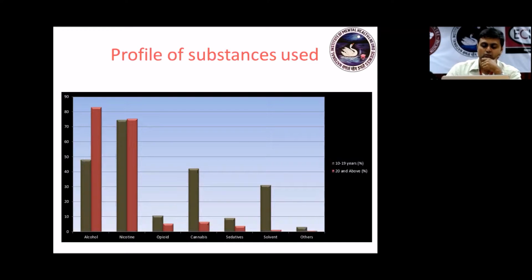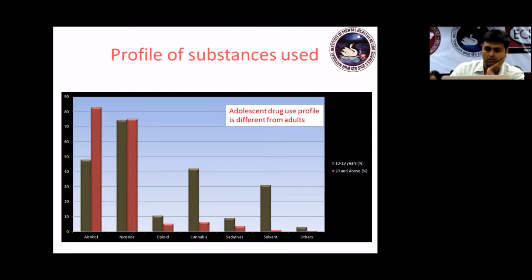And this is into the substances. Nicotine is similar to the adults. Cannabis and solvent show a difference between adults and adolescents, and alcohol also is less in adolescents when compared to adults as such. So the adolescent drug use profile is different from adults, so we need to look into that in detail.